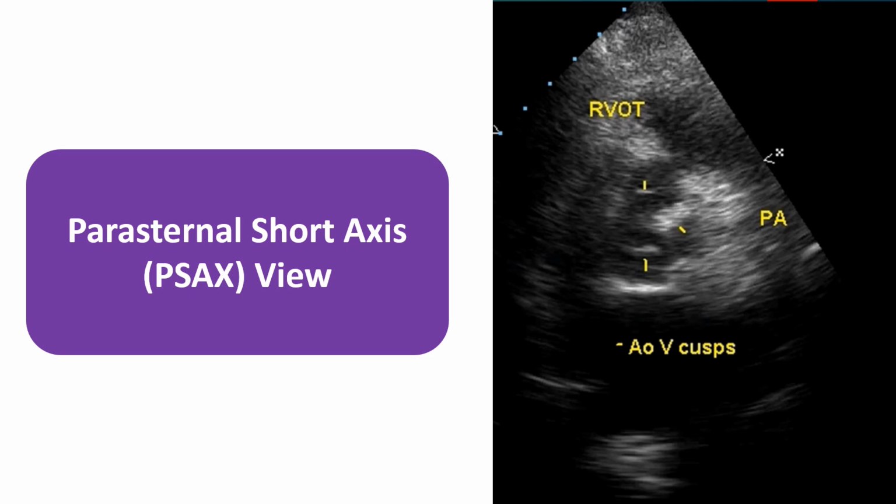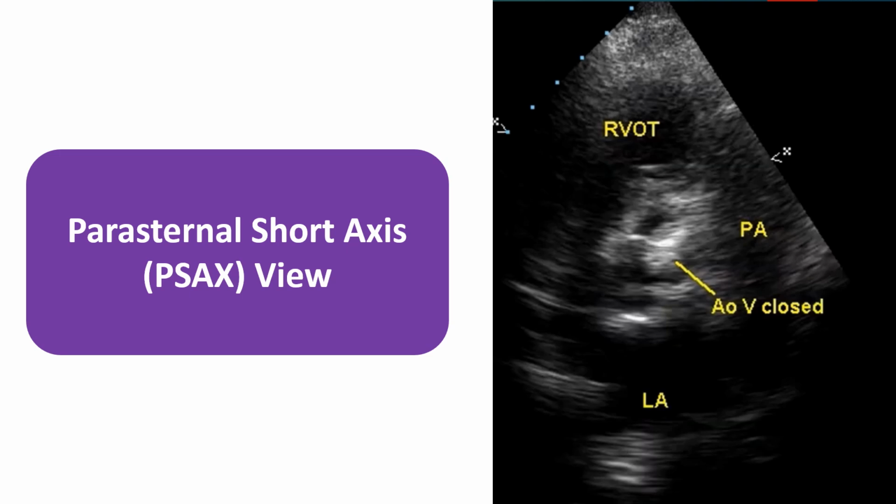RVOT, right ventricular outflow tract, PA, pulmonary artery. Parasternal short axis view at the level of the aortic valve showing the aortic valve in closed position with significant thickening and calcification. The valve appears tri-leaflet rather than bicuspid.